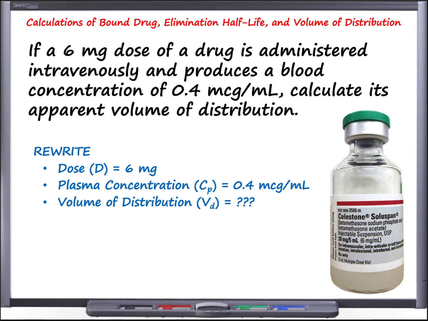I wanted to add a little more information. The vial I chose to show you on here for the 6 milligram dose is Celestone Soluspan. And there is an interesting history behind this particular commercial product. Keep in mind, Celestone Soluspan was the brand name of a product called betamethasone combination. Betamethasone is a corticosteroid used for its anti-inflammatory effects in all sorts of different disorders for different organ systems.